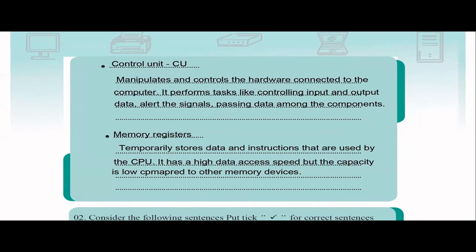The next part of the CPU is the control unit, CU. Here all the hardware is controlled. It manipulates and controls the hardware connected to the computer, and it controls all the input and output data, and it sends signals and passes data among these different components.